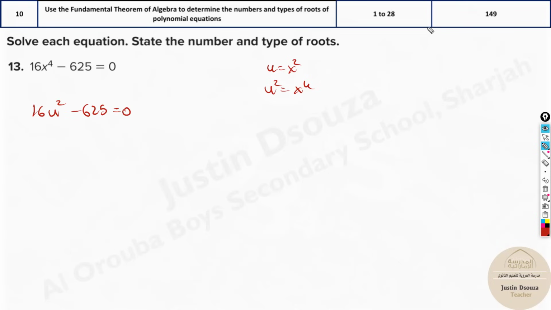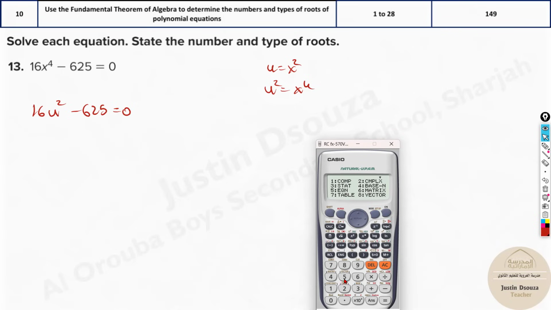And now let's use the calculator. Now it will be mod 5, and this is quadratic, so 3. Type in the coefficient of u squared is 16. There is no u, so it's 0, and lastly minus 625. So the answers are 25 by 4, or you can write 6.25, plus or minus. So you'll have only two answers.